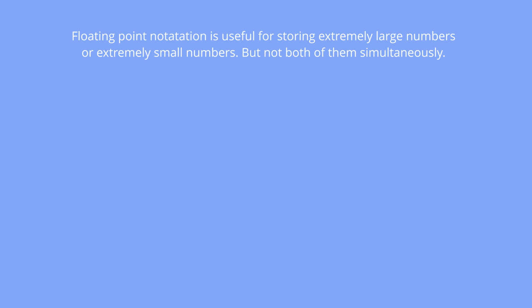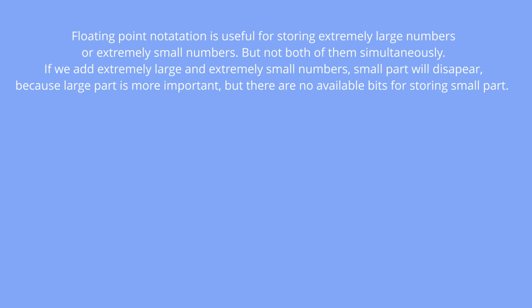Floating point is great for storing extremely large values or extremely small values, but not both of them simultaneously. So we cannot store very large numbers with very small fractional parts. Moreover, if we add a very large number and a very small number, the small part will disappear from the result, because the large part is more important than the small part, but there are no available bits for storing the fractional part.